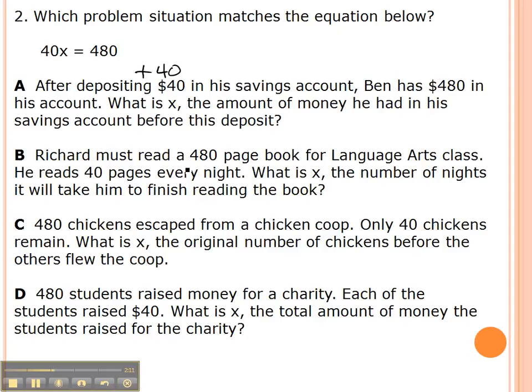So it's 40 pages times the number of nights to find out how many pages he reads. So 40 times the number of nights, but they tell us X is the number of nights, it's unknown. So 40 times X will equal the total number of pages in the book for him to complete the book. So 40x equals 480, and that's the equation we were looking for. So B is the correct answer.